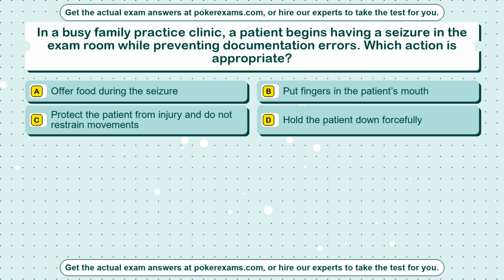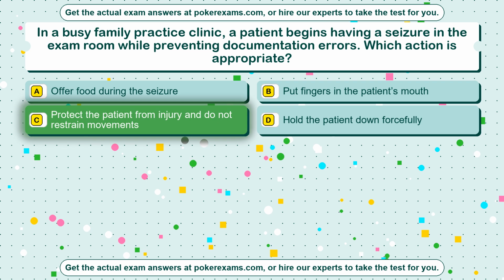Question 84. In a busy family practice clinic, a patient begins having a seizure in the exam room while preventing documentation errors. Which action is appropriate? Option A, offer food during the seizure. Option B, put fingers in the patient's mouth. Option C, protect the patient from injury and do not restrain movements. Option D, hold the patient down forcefully.